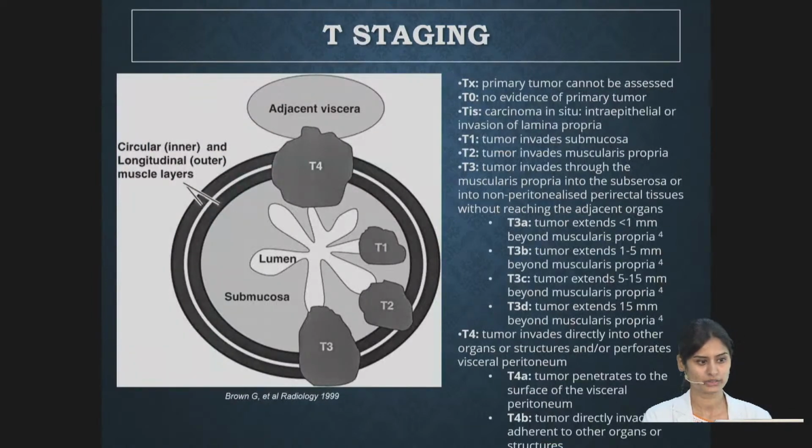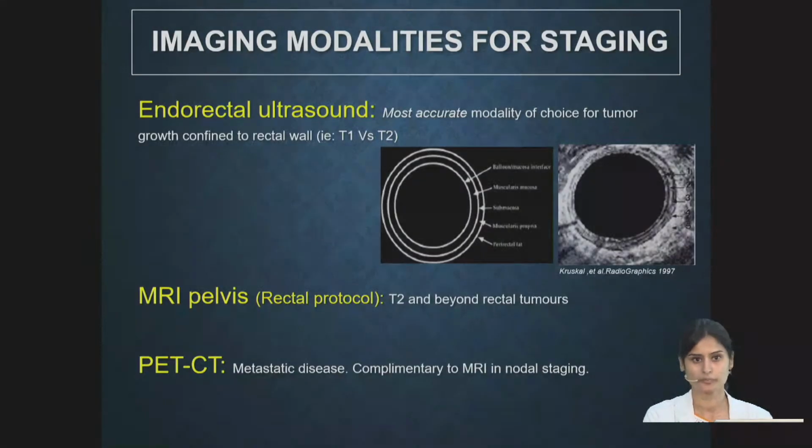So to quickly run through the T staging according to the AJCC 8th edition. So T1 tumor is when submucosa is involved, T2 is when muscularis propria is involved, T3 is when mesorectal tissue or fat beyond the muscularis propria is involved, T4 is when adjacent visceral organs or peritoneum are directly infiltrated by the tumor. So this is how an endorectal ultrasound picture would look, where there are multiple hypoechoic and hyperechoic concentric bands. So as we can see, the spatial resolution is very good, and so between the T1 and T2 tumors, there's excellent resolution on endorectal ultrasound.